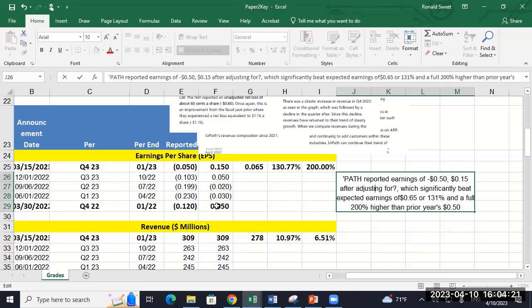You can see that they've had adjustments, pretty significant adjustments every single quarter. So there's something wild going on with their earnings. Who knows what that adjustment is? I don't know enough about UiPath to be able to say. All right, so let's see.